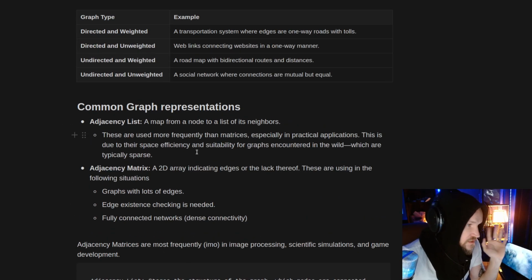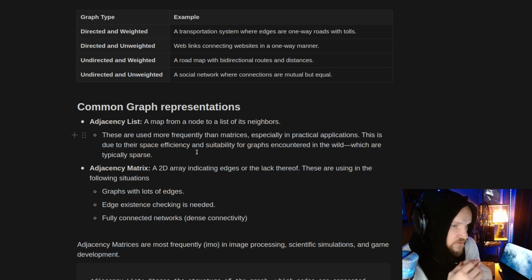And you're going to see these a lot more out and about, right? Because they're much more space efficient. We'll talk about some big O in a minute. And the graphs that you see out in the world are typically sparse.